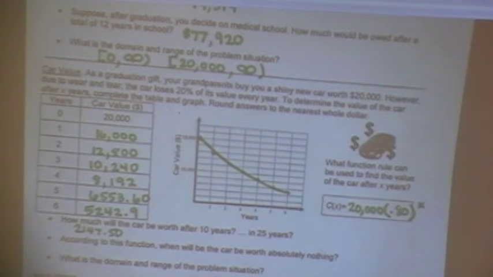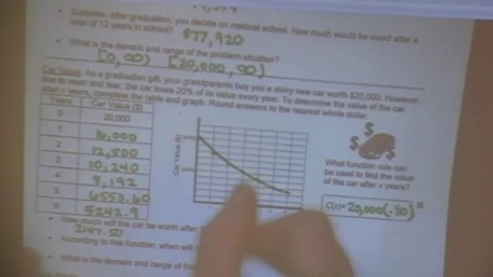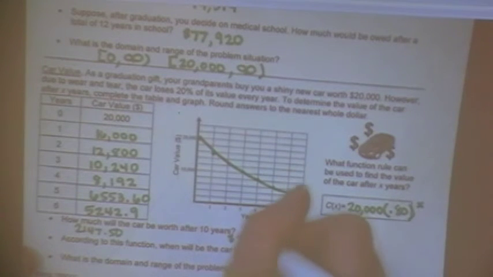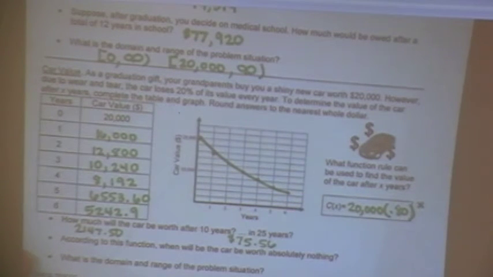25 years. Wow. It's worth $75.56 in 25 years. Okay, according to this function rule, this one that we created, that says every year it's worth 80% of what it was the year before, when is it going to be worth nothing? Never. It's never worth nothing.